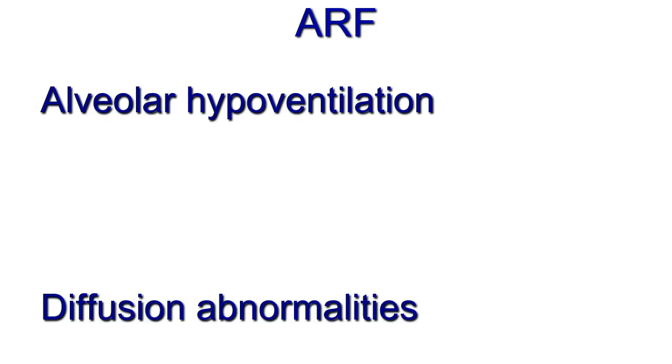So those are usually the reasons why somebody goes into acute respiratory failure. The inability to ventilate effectively, or the inability to exchange gases at the alveolar level, or usually a combination of the two.